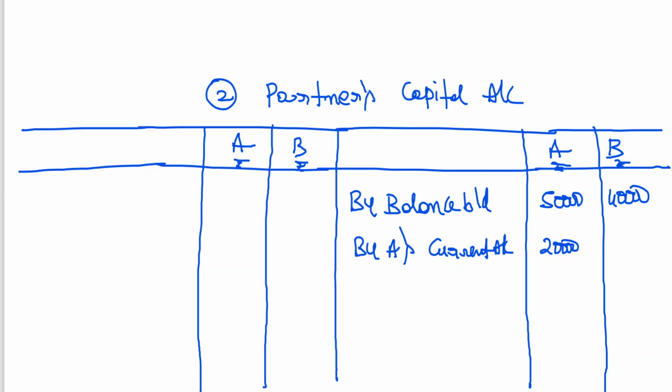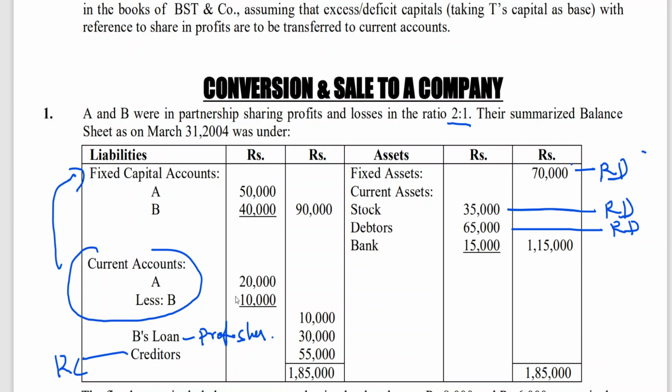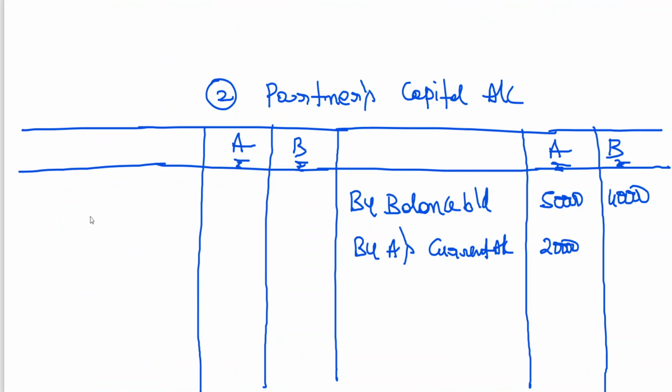Then we also have here, you might have noticed, B's current account less, which means it is showing a debit balance. So that is why don't take 10,000. A's current account is independent, B's current account is separate. You can't directly take 10,000. To confuse, he has given this. So B's current account debit balance will be taken to B's capital account debit side. The entry is B's capital account debit to B's current account.